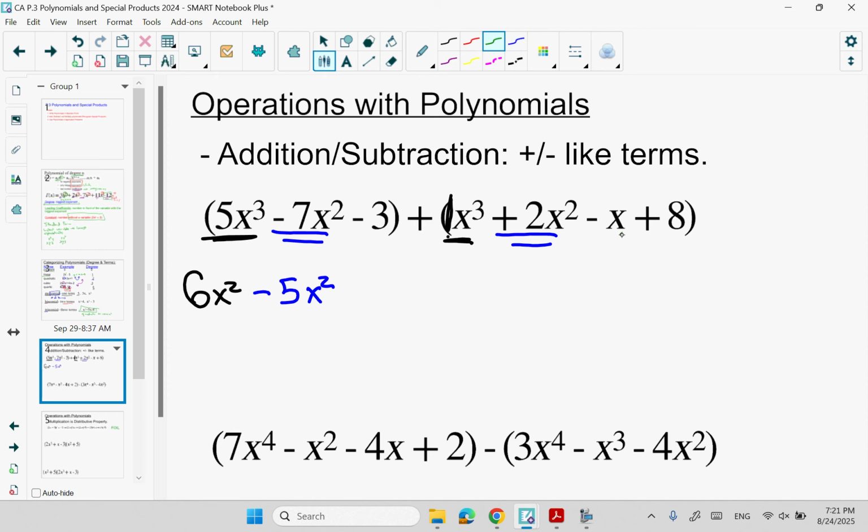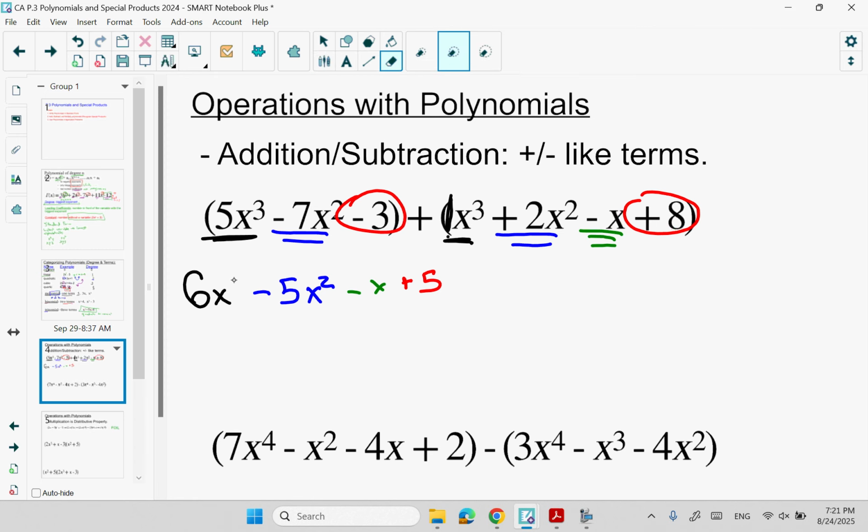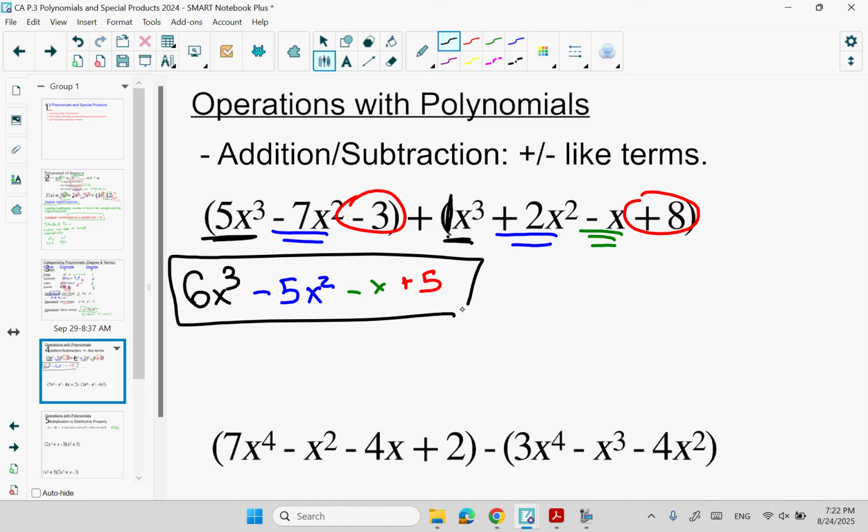And next, I actually have this negative x, and then I also have negative 3 and positive 8 for plus 5. I did it in this way because now I still get my, oh shoot, this should have been a 3 exponent right there. I did it this way because now I'm in standard form, highest exponents, slowly getting down to just my constant.